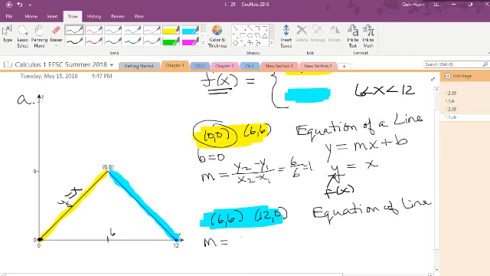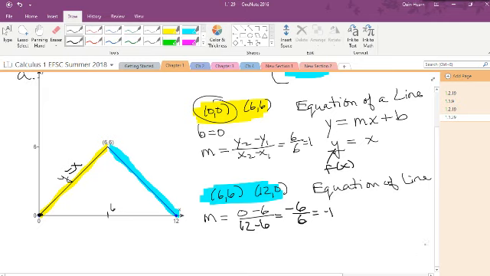So y2 minus y1 would be 0 minus 6, over x2 minus x1, which would be 12 minus 6. That's going to be negative 6 over positive 6, or negative 1. So we know we have a slope of negative 1. And now you have a couple of options for how you go about finding the equation of the line. I personally prefer to still use the equation y equals mx plus b and just plug in what I know.